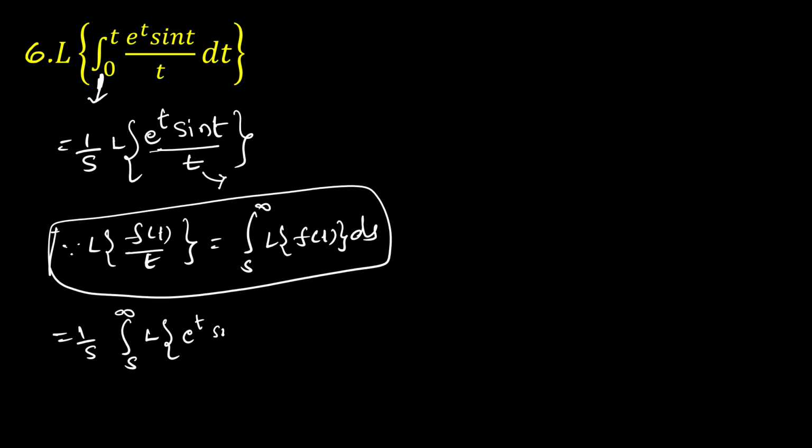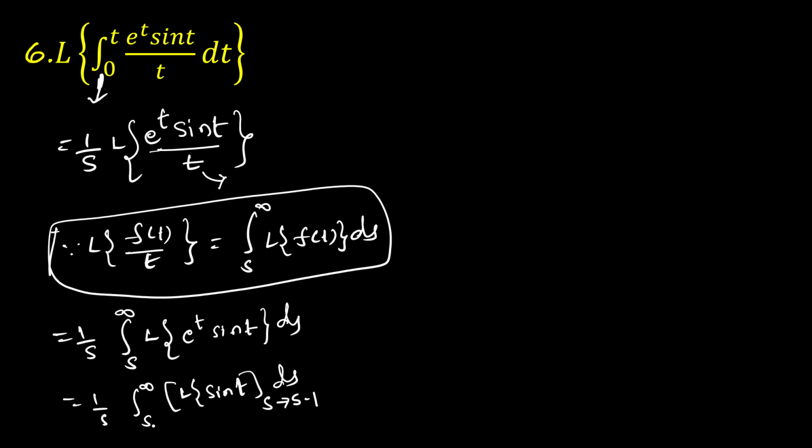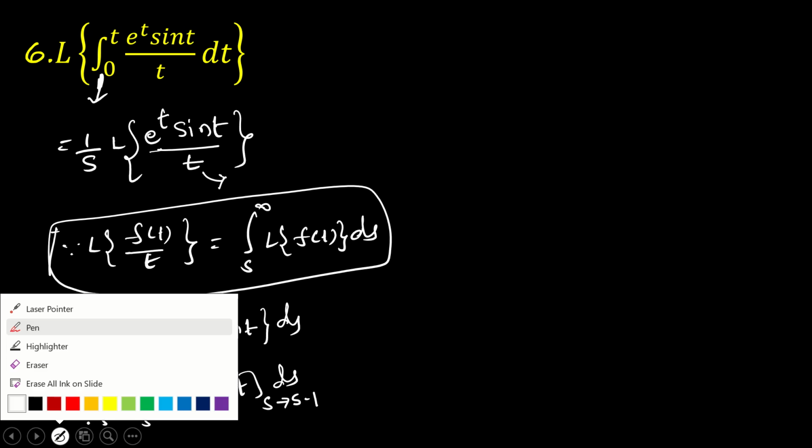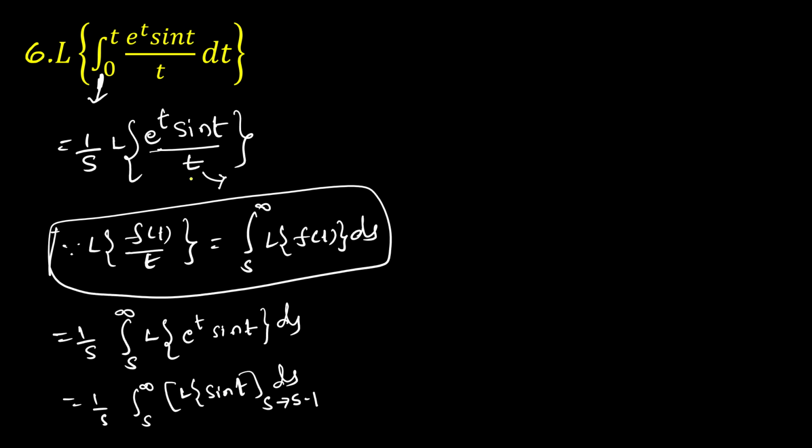t into sin t into ds. Yes. Now here 1 by s of integral s to infinity of. So here we need to apply the first shifting theorem. S changes to s minus 1. Next here L of sin t, L of sin t into ds. Don't get confused. Okay, here I am doing the step by step process.